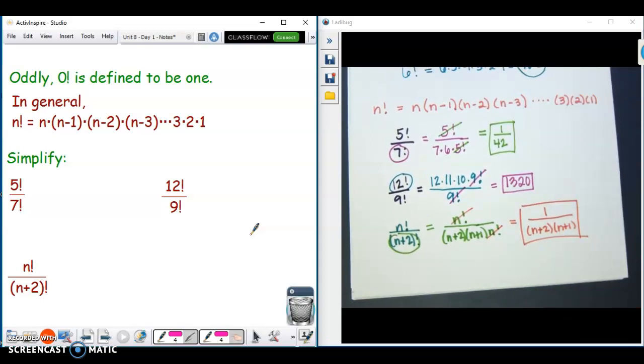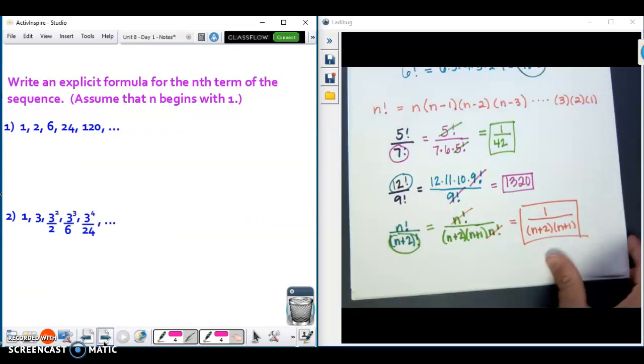Okay, so that was just a review of factorials. That really had nothing to do with sequences there. We're going to see how it can relate to sequences in a second. But factorials, you just take the number and you're counting down and you're multiplying all those numbers together. So let's see how this relates to yesterday.